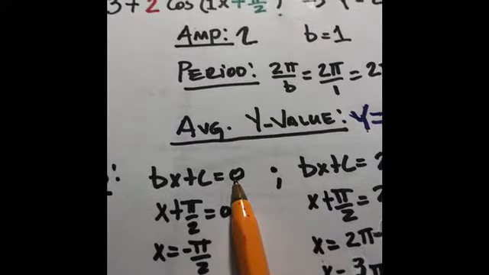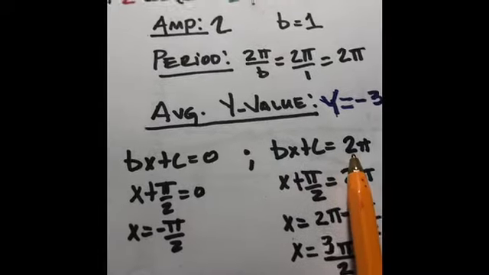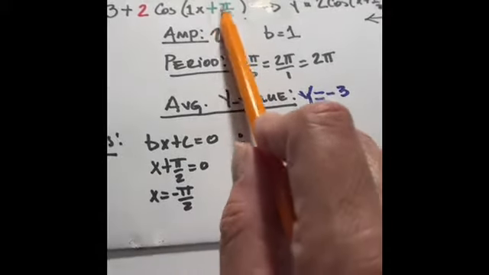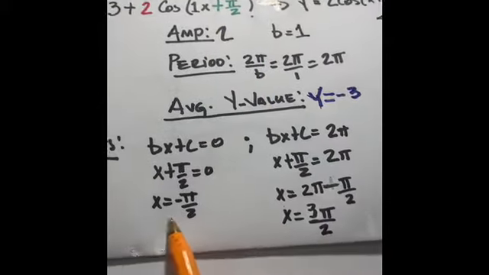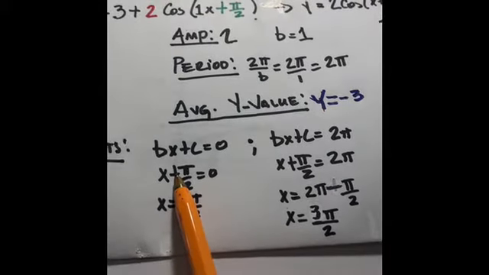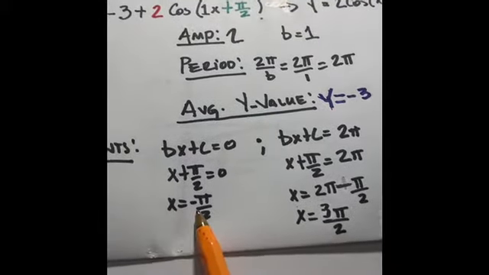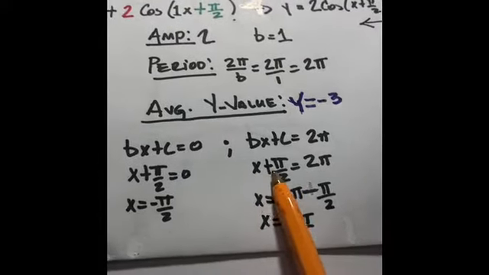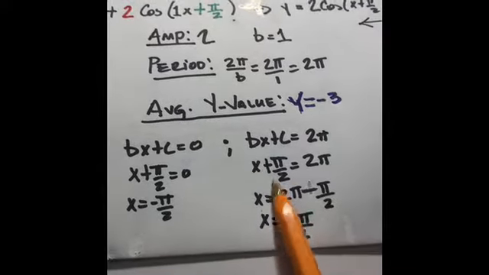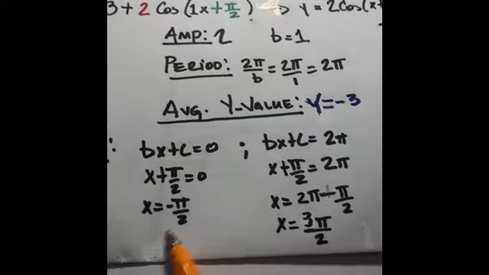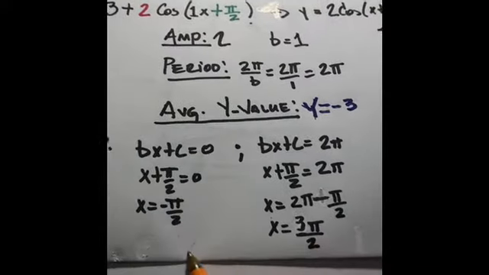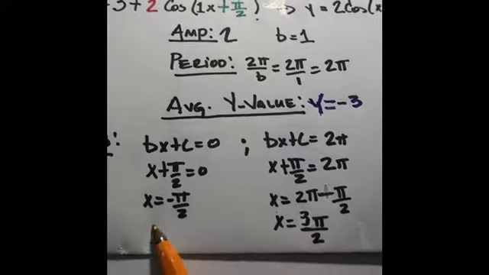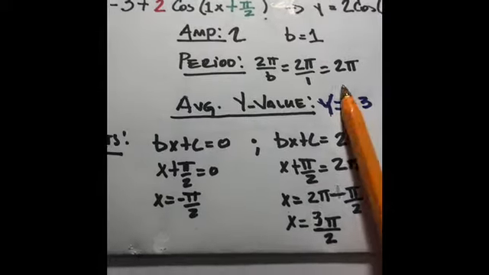Bx plus c equals 0. Bx plus c is equal to 2 pi, which is like with the sine function. So I take that part from over here and solve for x. For the first one, subtracting, x is equal to minus pi over 2. And for the next one, x plus pi over 2 is equal to 2 pi, subtracting, so my graph will begin at negative pi over 2 and will end at 3 pi over 2. This means that my period is 2 pi.